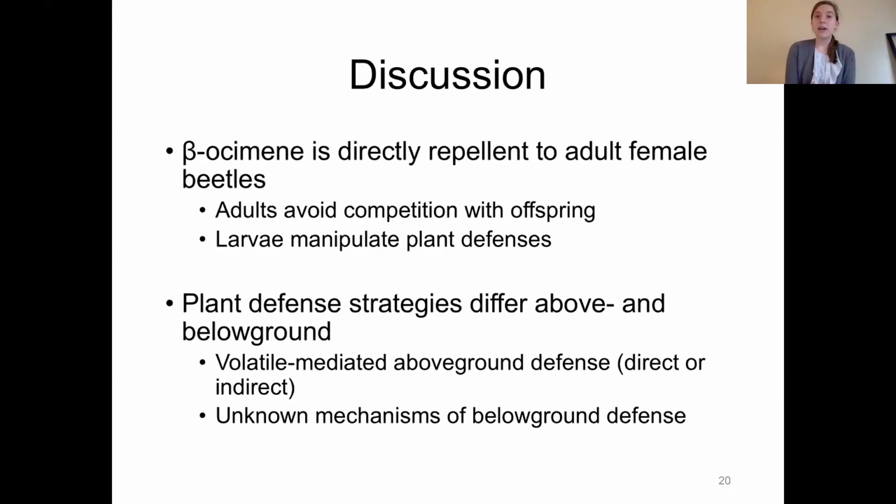And then finally, we have yet to tease apart the below ground defense mechanisms for squash plants. However, we do have some really interesting evidence for cucumber and how cucumber roots are responding to below ground herbivory. And we have some evidence right now that both direct and indirect defenses are playing a role in these interactions. And so stay tuned for a paper that will hopefully be coming out from the Helms Lab soon about some of those really cool interactions.